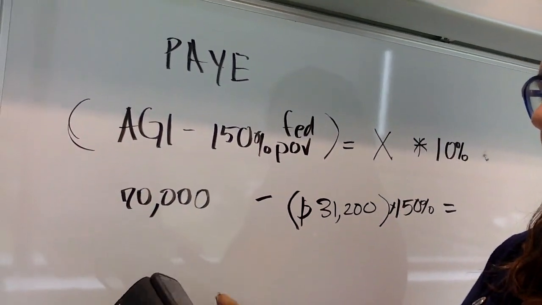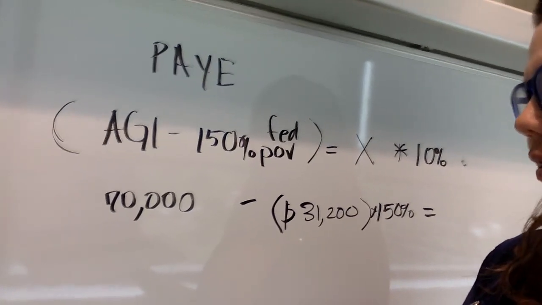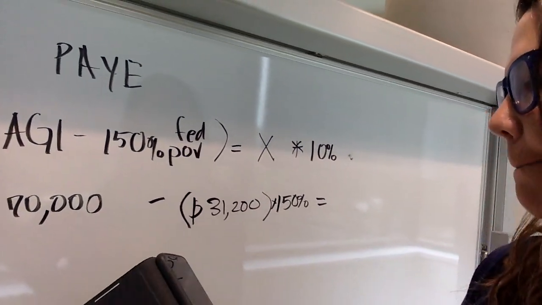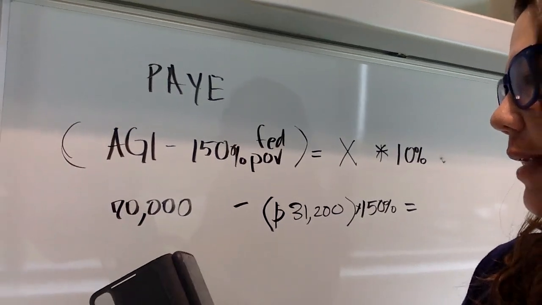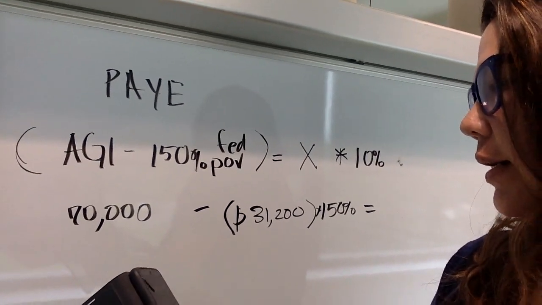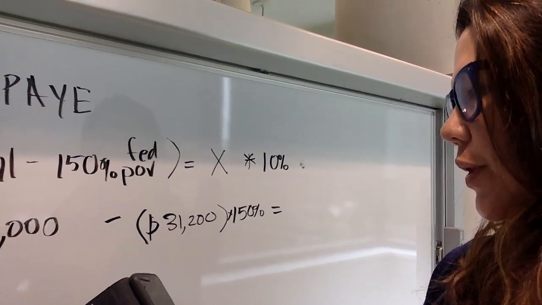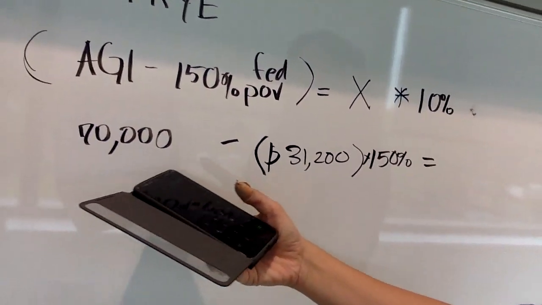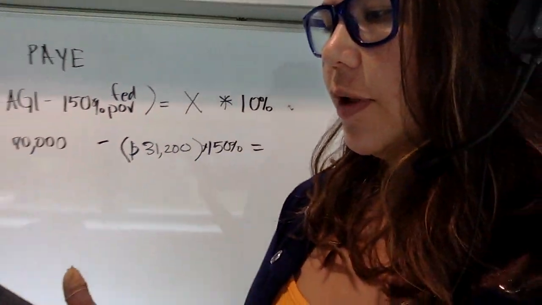I'm going to pull up a calculator here. So we're using $70,000, which you see right here. I'm going to use a calculator just to make my life a little bit easier. $70,000 minus 150% times 31,200 will come to this amount right here. 70,000 minus 150% of 31,200 comes to $23,200.